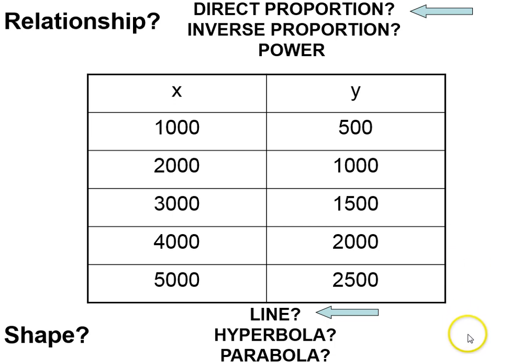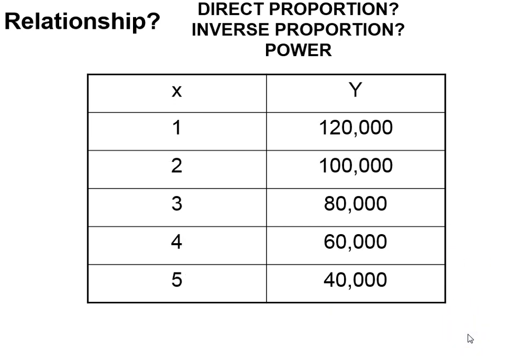Now let's have a look at this data. This data is different. Every time x increases by 1, y decreases. But let's take a look at these values: 120,000, 100,000, 80,000, 60,000, 40,000. In other words, y is always decreasing by the same amount. It's always decreasing by 20,000. For that reason, this data is representing a direct proportion.